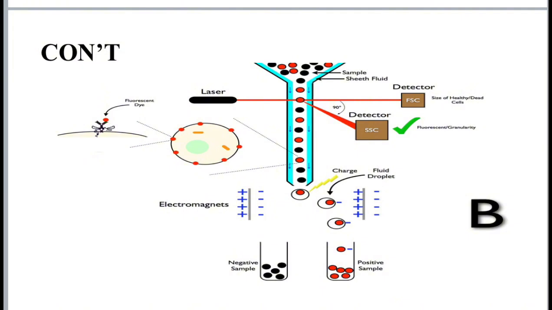We then introduce the prepared sample into the flow cytometer, where the cells are hydrodynamically focused into a single-file stream. As the cells pass through the laser beam, they scatter the light in different directions. Forward scatter measures the size of the cells, while side scatter provides information about the internal complexity or granularity of the cell.